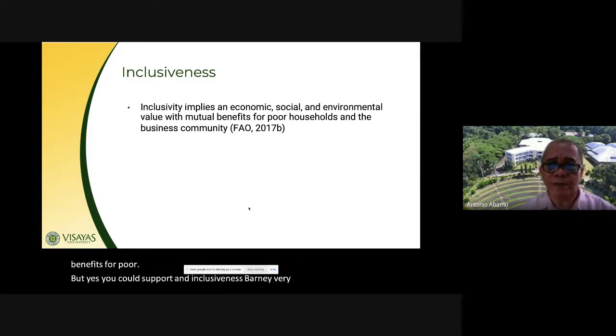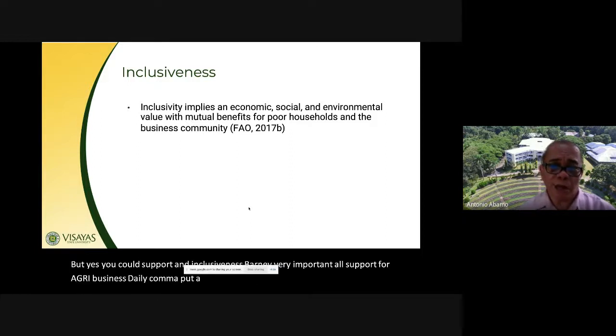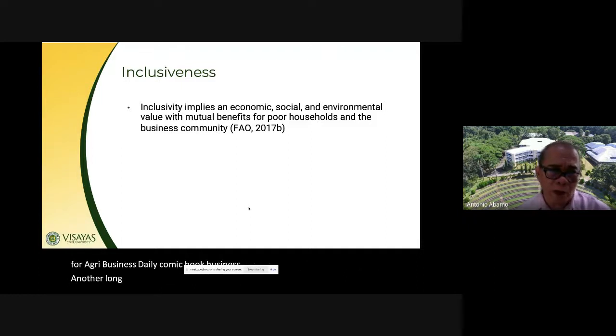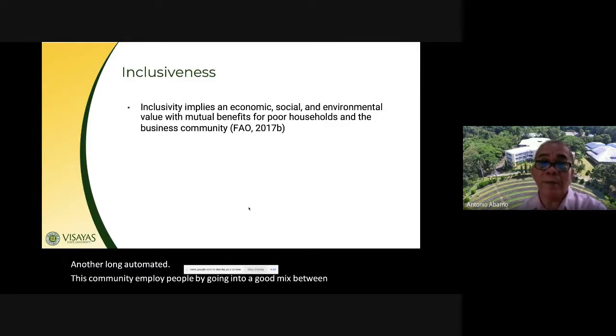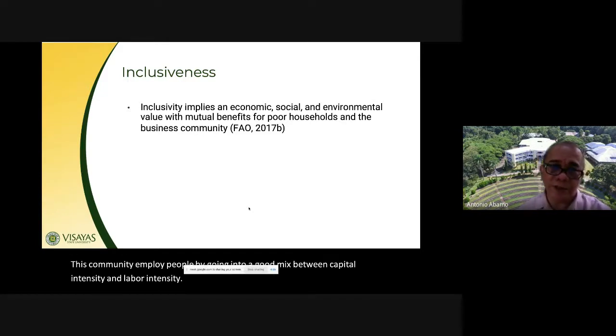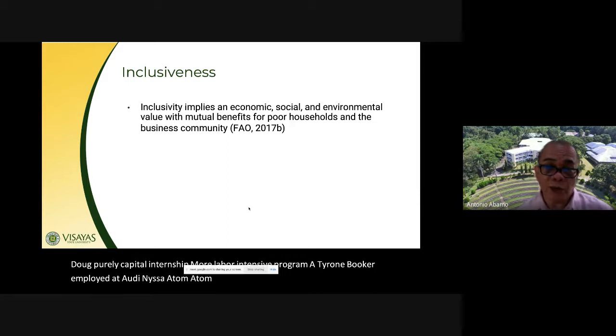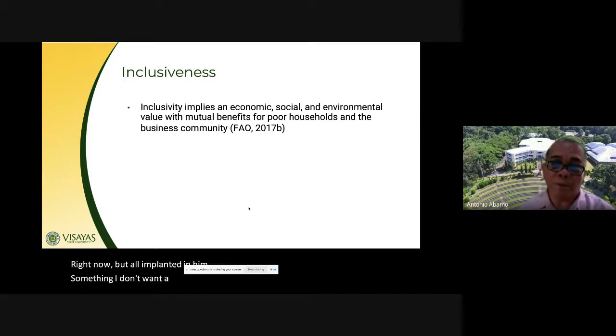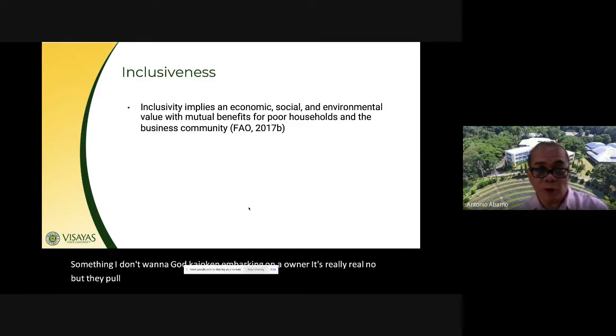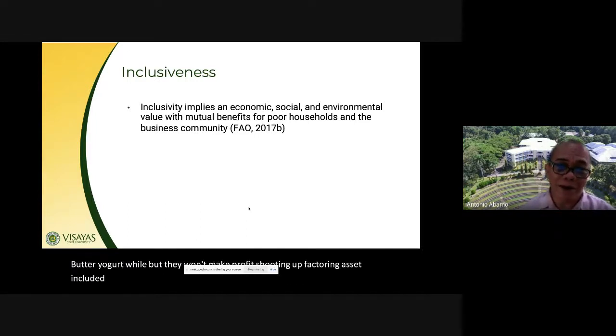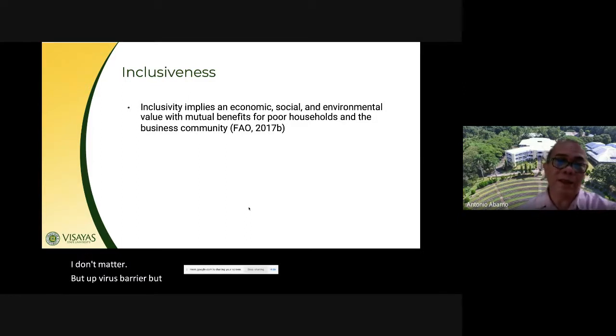Money is very important also for agribusiness, but not to the point of automating everything. We help the community and employ people by going into a good mix between capital intensity and labor intensity, no? We should not be purely capital intensive, so that we can employ people in our location. It's really real. Social responsibility is very important, to make these people employable.